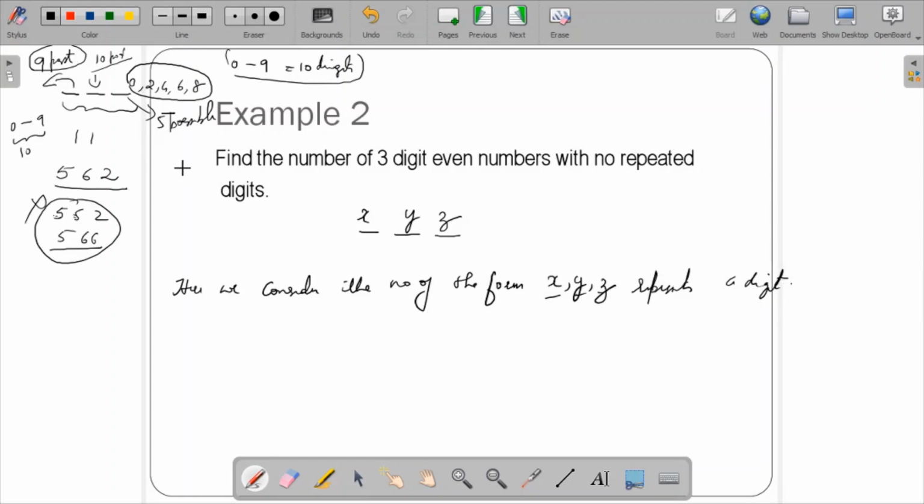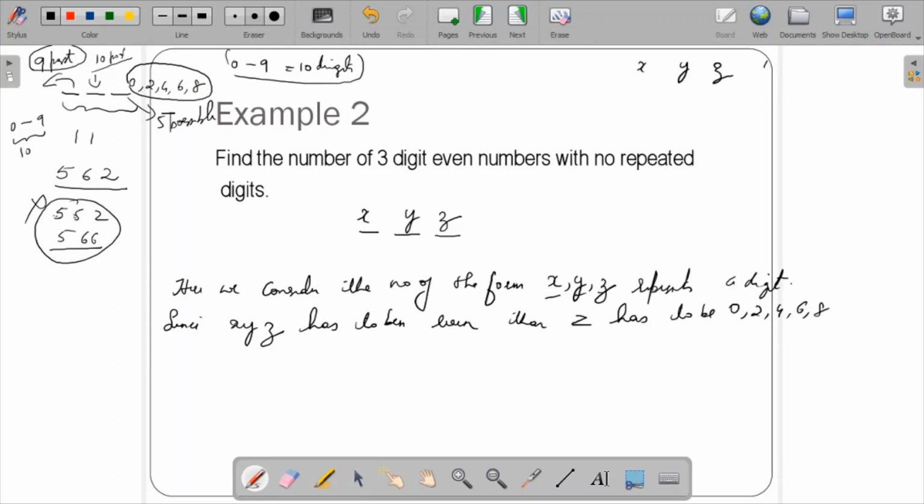Over here, since the number XYZ has to be even, yes, that is our condition, then the ending digit Z has to be 0, 2, 4, 6, 8. That's what I told. Z can have the possible 0, 2, 4, 6, 8. So let us write here, it can have the possibility 0, 2, 4, 6, 8. Now I told this has 9 possibilities. This has all 10 possibilities. This has 5 possibilities.